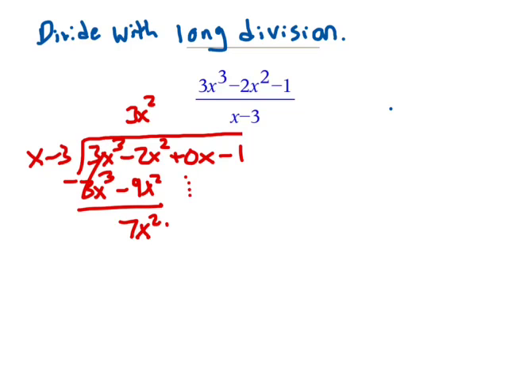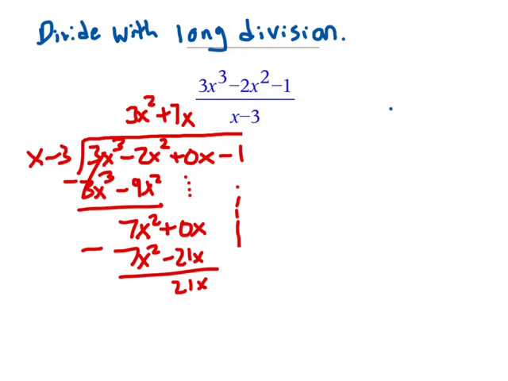Bring down the 0x, and we ask ourselves, how many times does x go into x squared? Well, we need to have plus 7x. And we multiply, and that gives us 7x squared minus 21x. Subtract, and we get positive 21x. Bring down the minus 1. And we say, what do we multiply x by to get this? And it's going to be 21. So we're going to go with the plus 21.